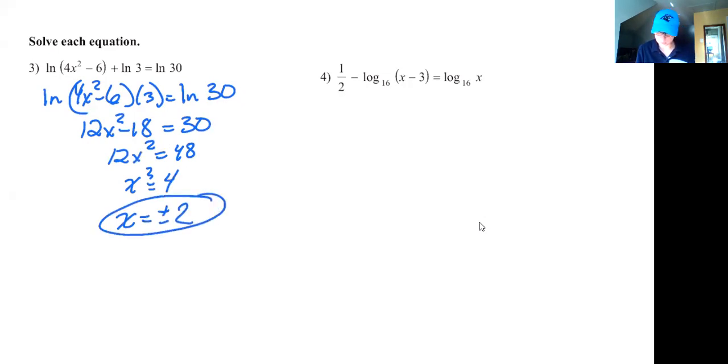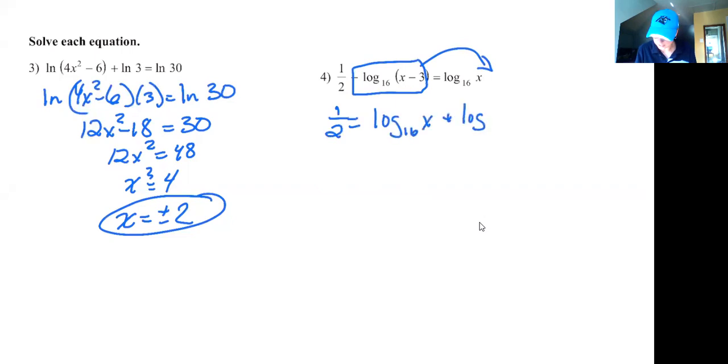Number 4, I've got the 1/2 on the outside, so I'm going to be really careful of that. I'm thinking that if I take this and I bring it on over to the other side, it would be much neater. So I have 1/2 is equal to the log base 16 of x plus log base 16 of x minus 3.